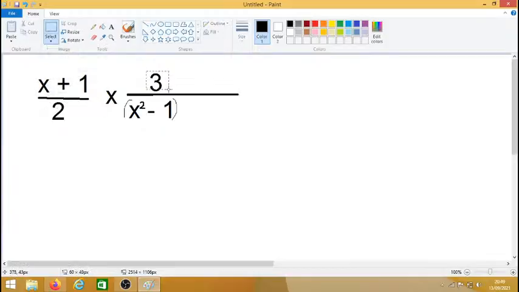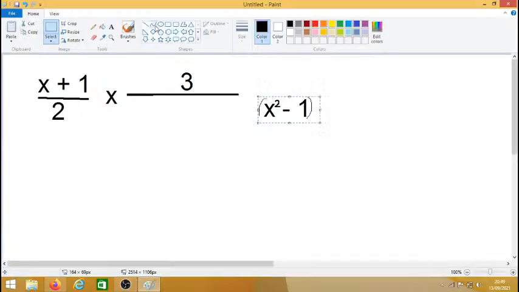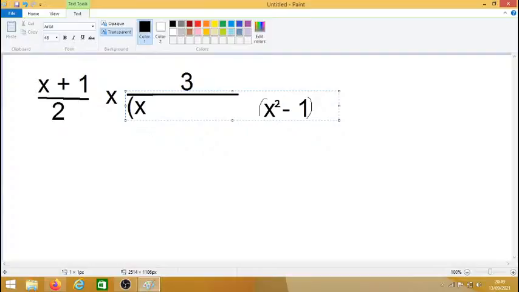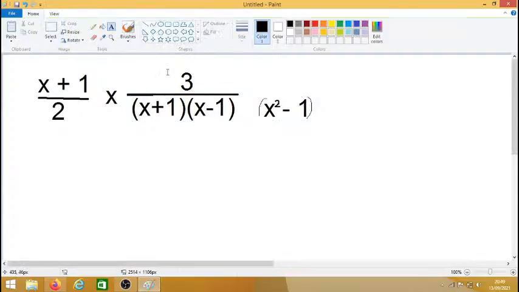move the 3 to the middle, and instead of writing x squared minus 1, I'm going to write what it came from, which is two brackets with x and 1, and x and 1, but one's got a plus, one's got a minus, difference of two squares. So that's your x squared minus 1. That's really where it came from.